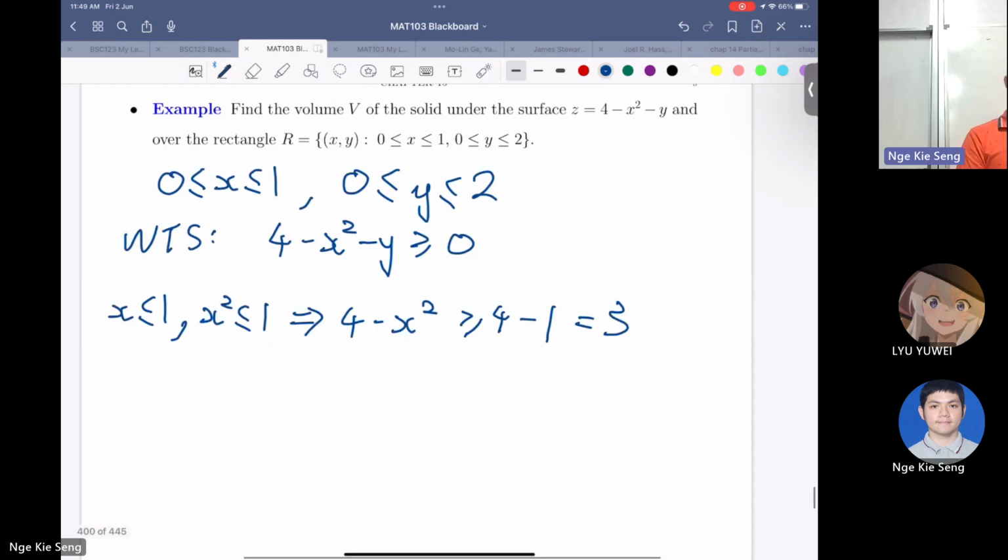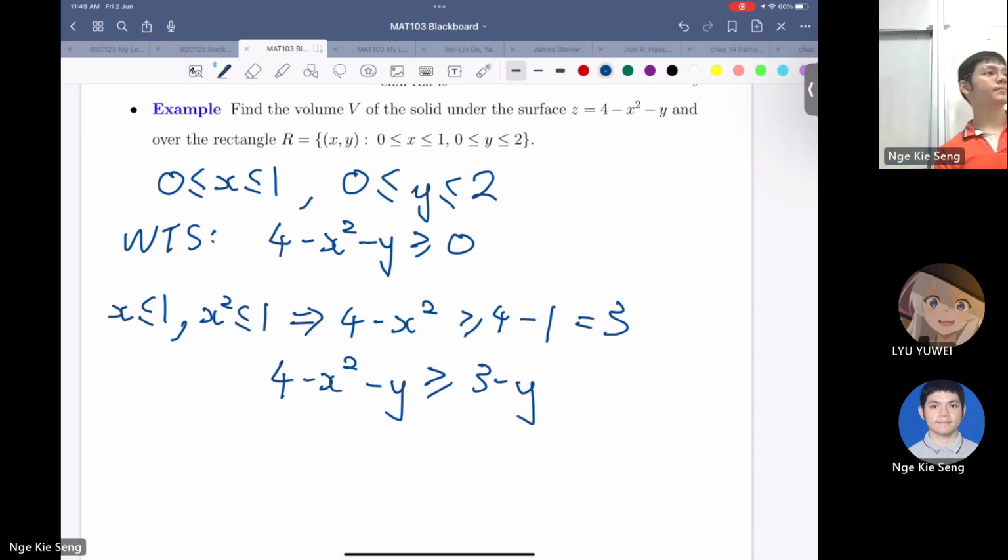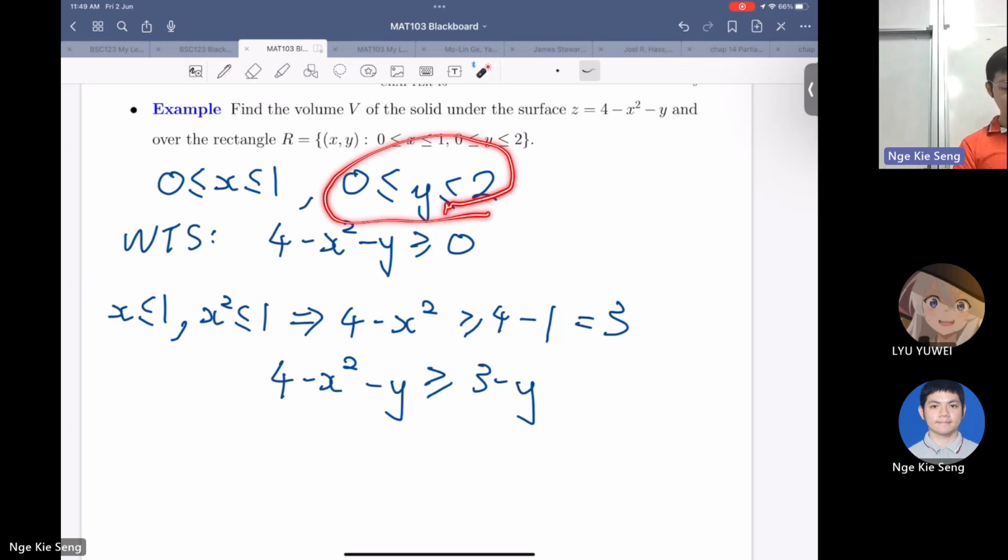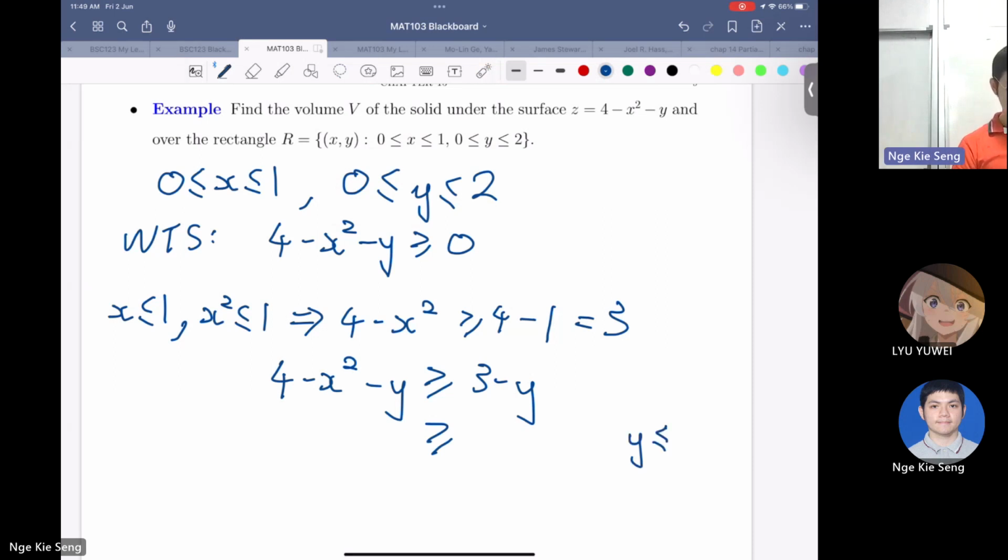So we have reduced the question of 4 minus x squared minus y to be 3 minus y. But your y is always between 0 and 2. If you take anything between 0 and 2, and then take 3 minus it, do you get positive? So this is true, because y is less than or equal to 2, which means 3 minus y is greater than or equal to 3 minus 2, which is equal to 1, which is greater than 0.